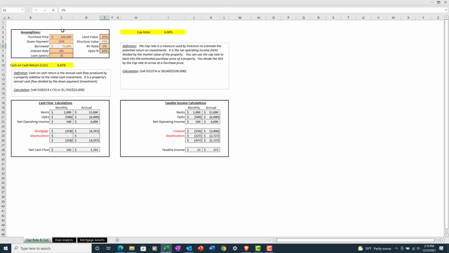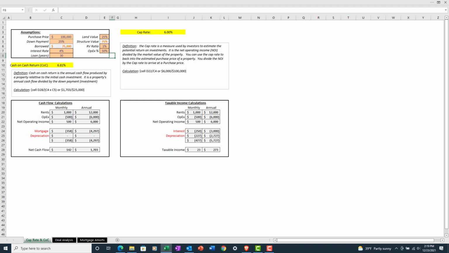Another rule of thumb that we're using in this illustration is that operating expenses will equal about 50% of your gross rents. So that's what this OPEX percent is here. OPEX is just shorthand for operating expenses. Your operating expenses generally include your management fees, real estate taxes, insurance, repairs, items like that. It's the costs that go into running your property day to day.